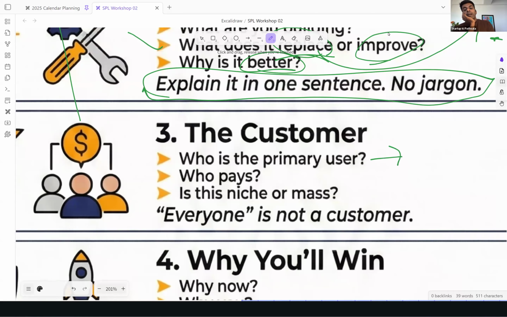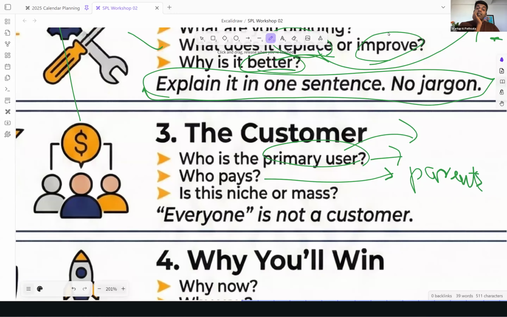Remember last workshop, I gave an example. In your college, you as a student are the primary user, but who's paying? It's your parents who are paying. So the college will have to talk to parents and also talk to the primary users, which is the students. So these are the differentiations: who's the primary beneficiary or user, and who pays for it.